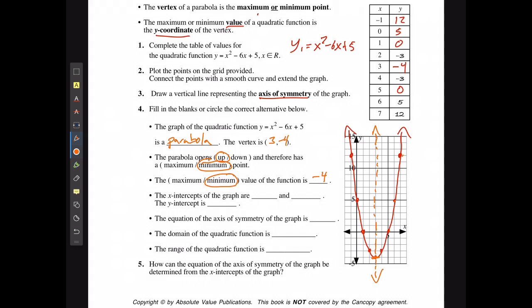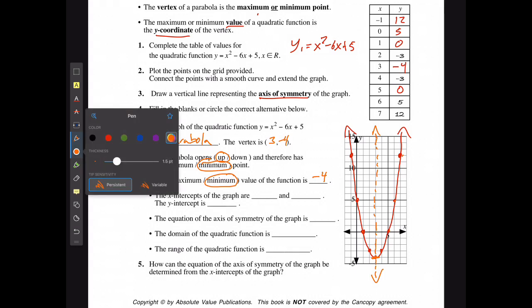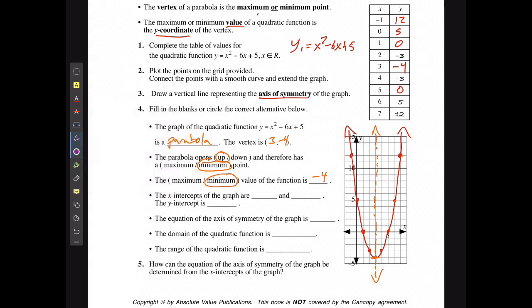The x-intercepts occur when x is 1 and when x is 5. We can also think of x-intercepts as always meaning: what is the value of x when y is equal to 0. The y-intercept occurs at 5. The y-intercept is also going to be the value of y when x equals 0.